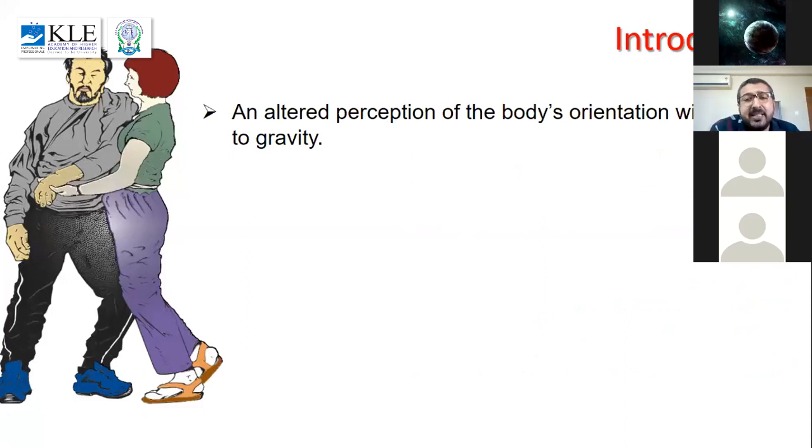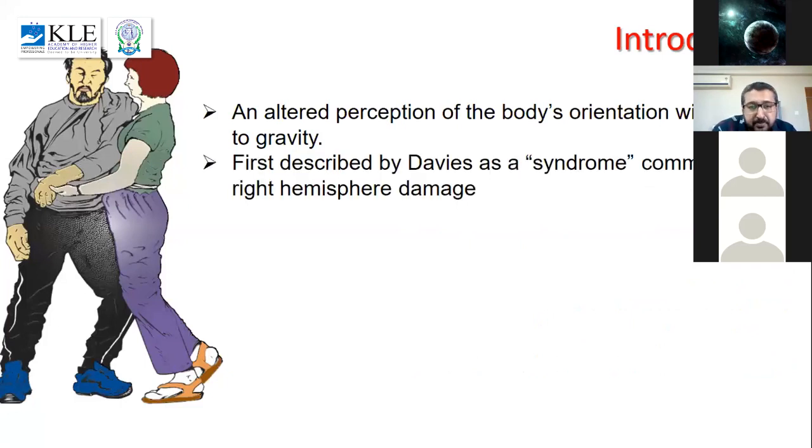As we know, Pusher syndrome is an altered perception of the body's orientation with respect to gravity, and it was first described by Patricia M. Davis way back in 1985 when she wrote that book on steps to follow. She had given certain remarks about this particular issue, which some stroke patients face.